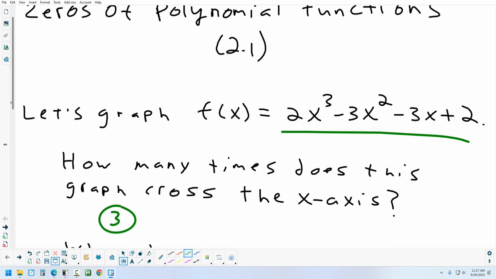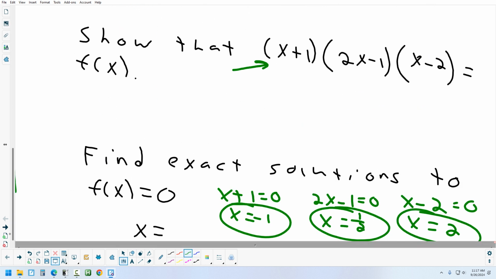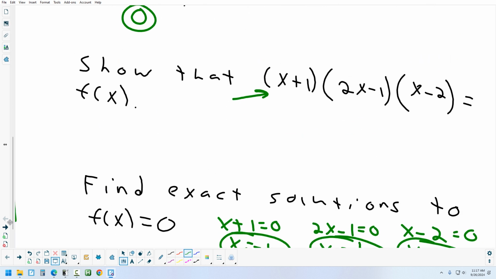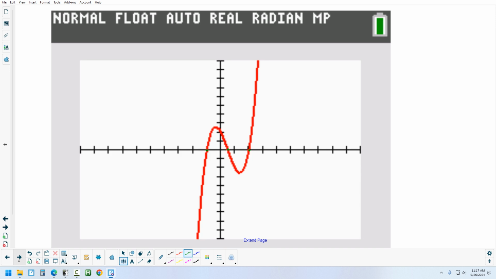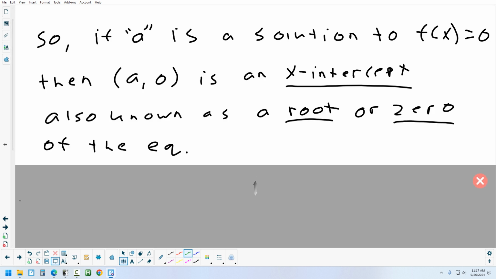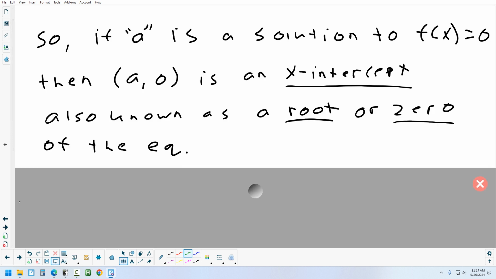So if you can take something that's kind of complicated and break it down so it's different sets of parentheses, that makes it a lot easier to find those spots where it crosses the x-axis. So those numbers that we just found, -1, 1/2, and 2, those three numbers are called the roots, or the zeros of that equation. Not every equation has three of them. Some have 2, some have 1, some have none. So in our problem, we did -1, 1/2, and 2. Those are the numbers that we found for A.